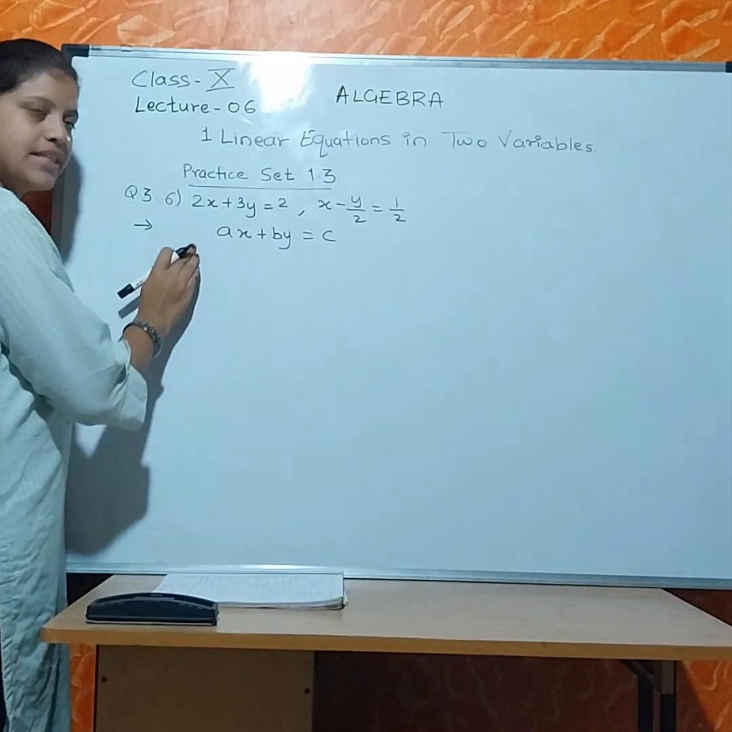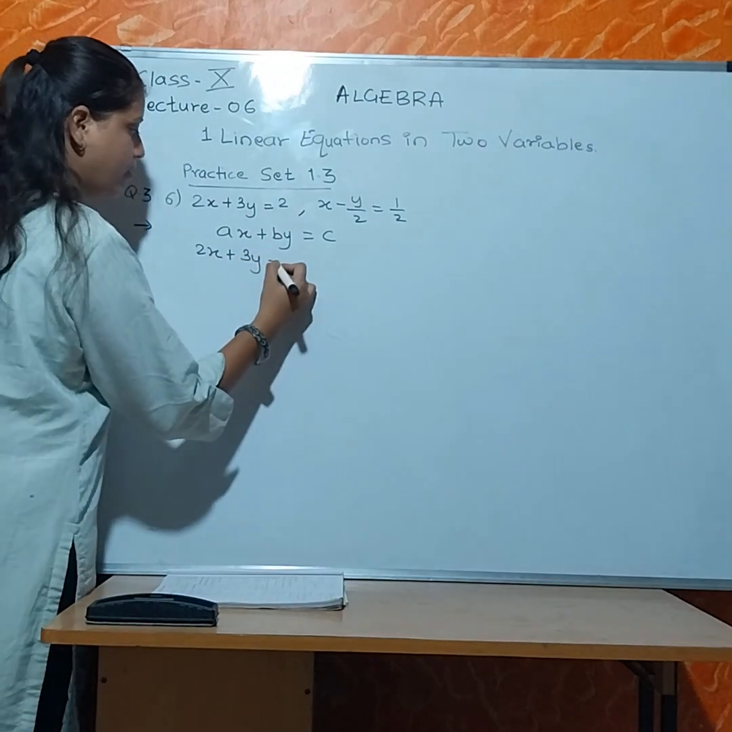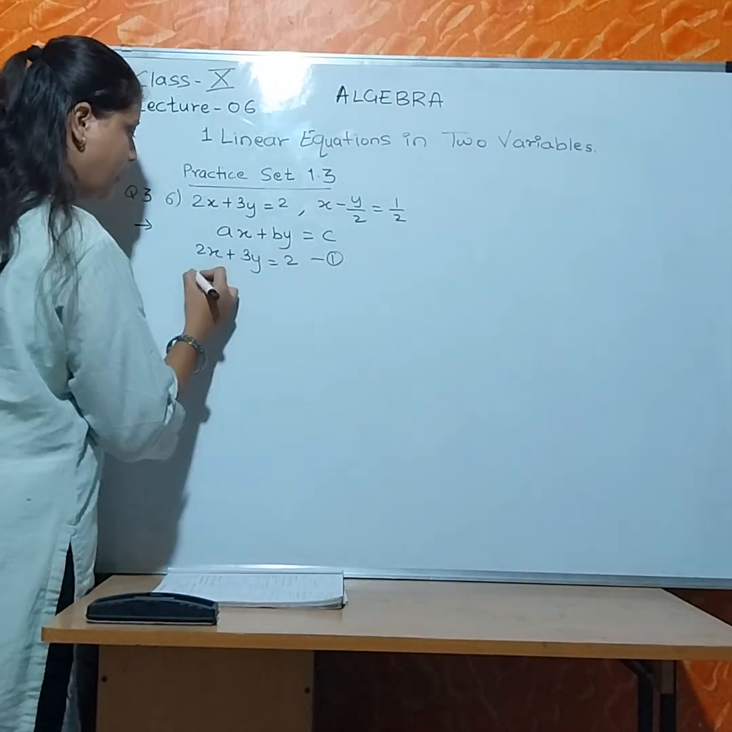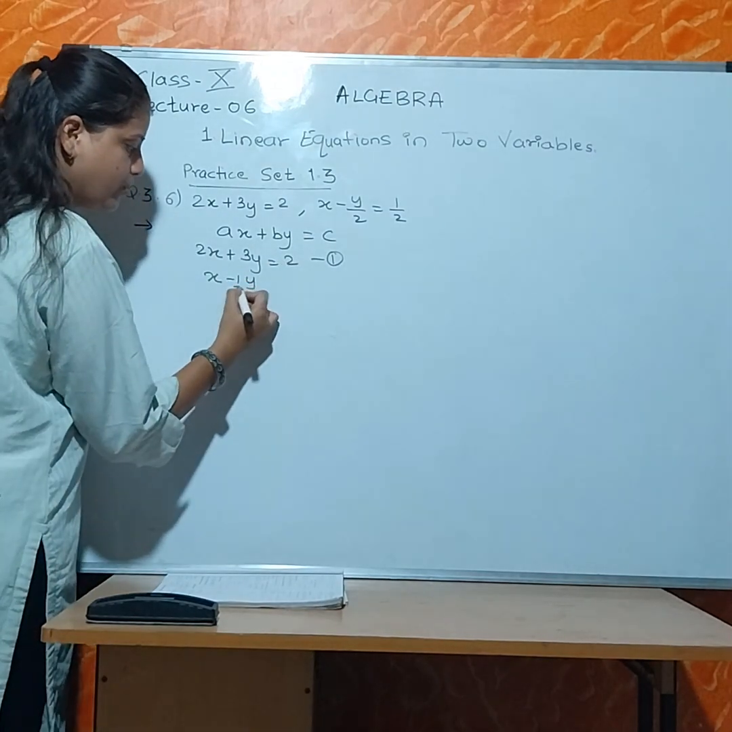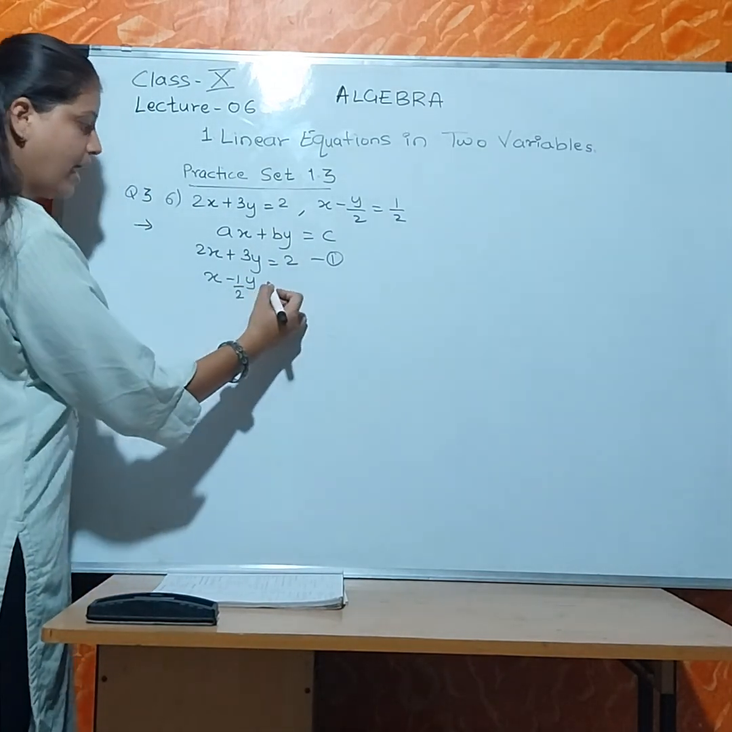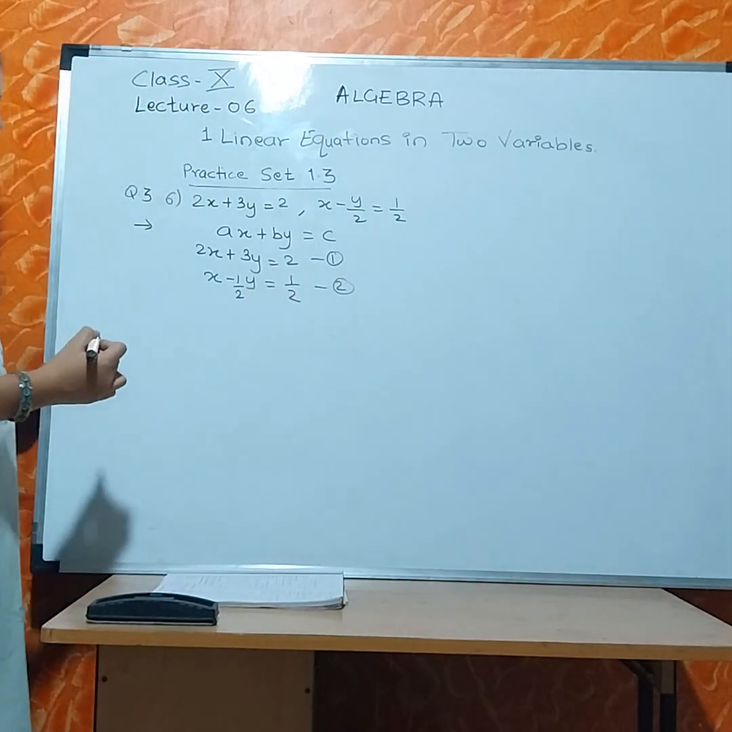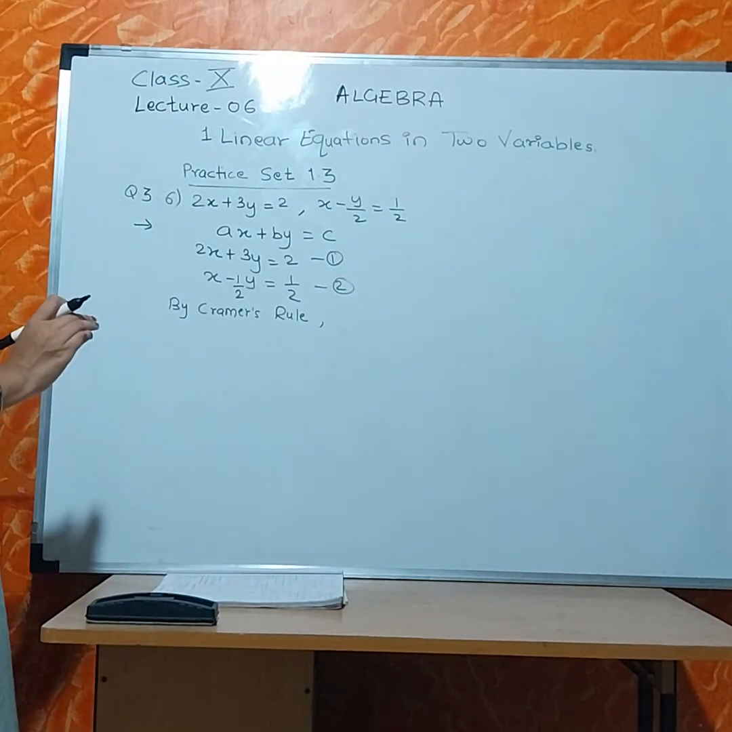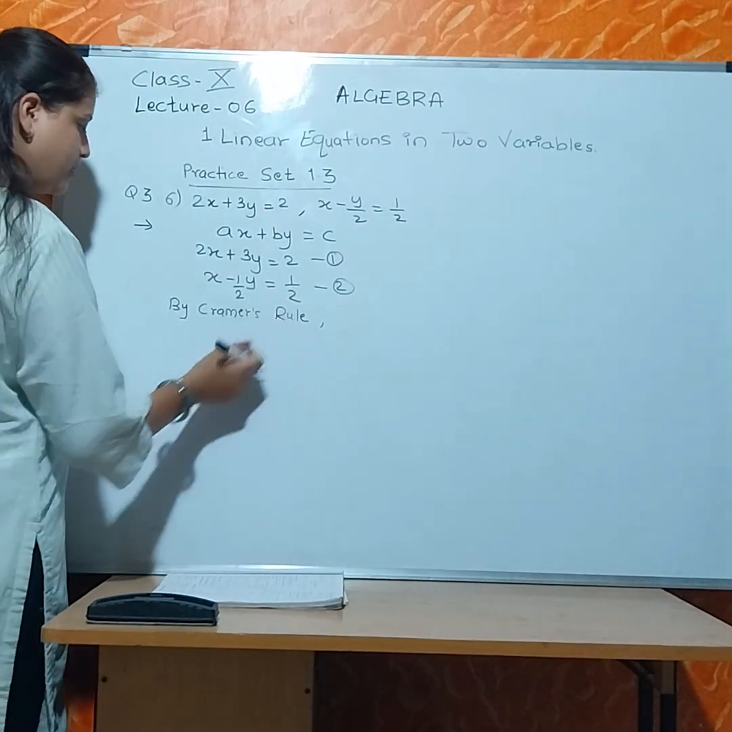Now we will write the equations simultaneously. 2x plus 3y is equal to 2. This is equation number 1. x minus 1 upon 2 y is equal to 1 upon 2. This is equation 2. Now we have to solve these equations by Cramer's rule.